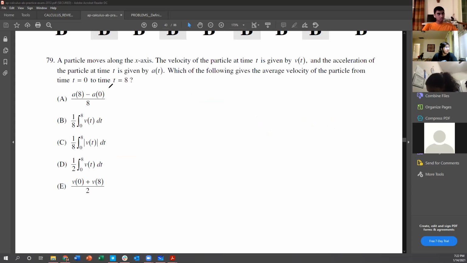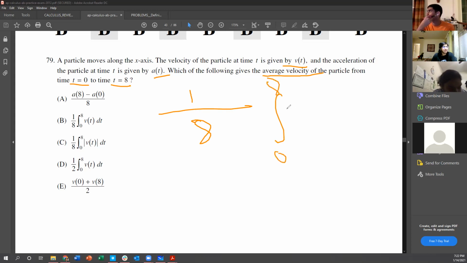Okay. This is a conceptual question for sure, because looking at our answer choices, these are not numerical answers. A particle moves along the x-axis. Velocity is given by v of t, acceleration is a. Very self-explanatory. Average velocity from 0 to 8. How do we figure out the average value of a function over a certain period of time? Well, that's given by the mean value theorem for integrals. We know that it's time, so it's 1/8 of the integral from 0 to 8 of v of t dt, correct?